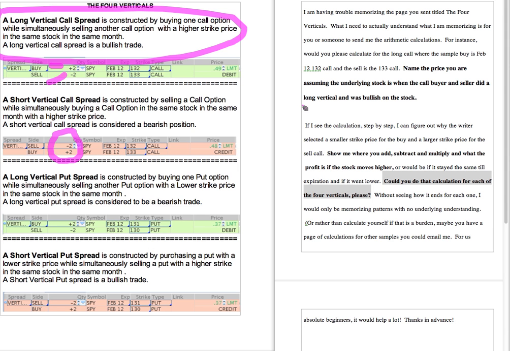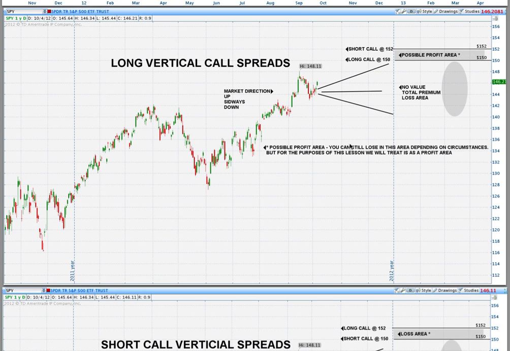Where did the seller, where did the transaction take place for this? Well, let's take a look at where they probably took it. And this is some of the diagrams in the homework assignment. Long call vertical spread. Get my highlighter going here again if I can.